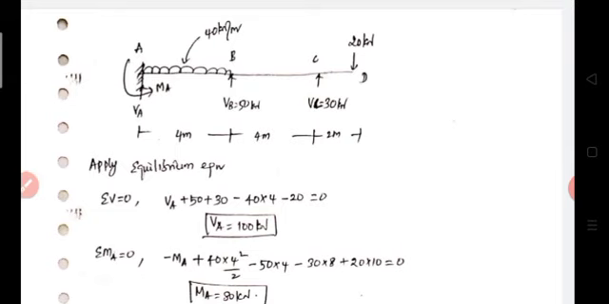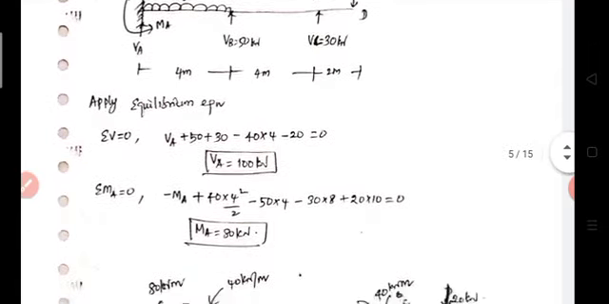So first apply summation of V equals 0. What are the vertical forces available? VA is in the positive direction, upward direction taken as positive. Then VB, VC also positive direction, upward. So VA plus 50 plus 30. Then the downward forces: one is the UDL, which is 40 kN per meter. That length is 4 meter. So 40 into 4 is the total load acting in the downward direction. Then another one, a point load of 20 kN, is in the downward direction. Therefore minus 20 equal to 0. Finally VA is equal to 100 kN.